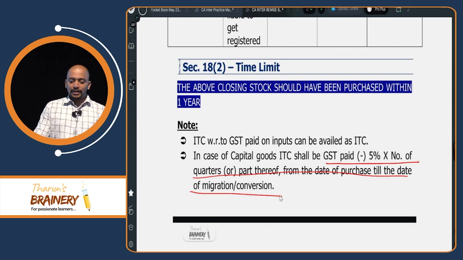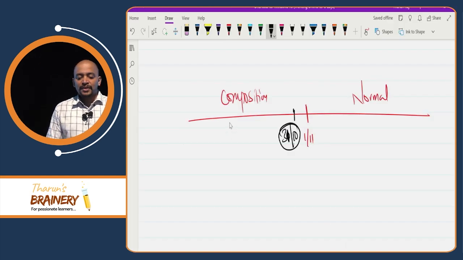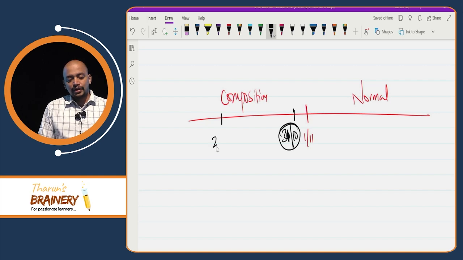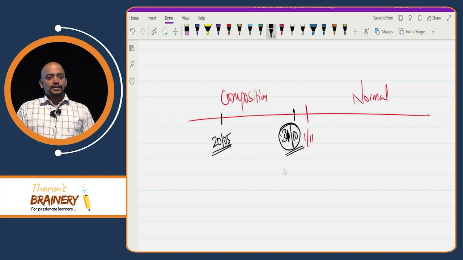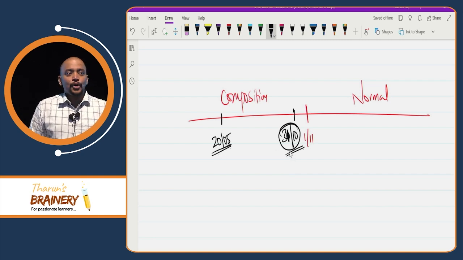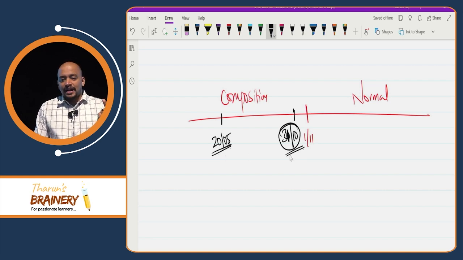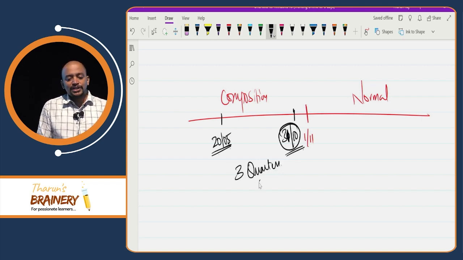Understood? For example, I purchased capital goods on 20th May. So, therefore, how much I need to reduce from 20th May to 31/10? How many quarters? So, take calendar quarter. May will come in which quarter? April, May, June. First quarter. Then again July, August, September. And October, few days. So, therefore, how many quarters? 3 quarters. So, therefore, how much I need to reduce? 15%. Correct? 5% for every quarter or part thereof.